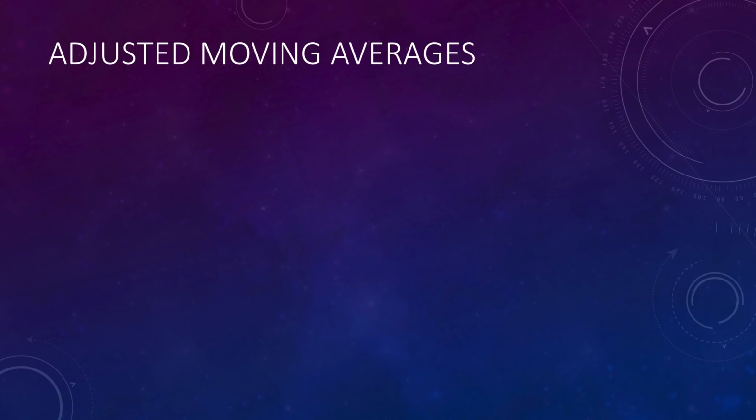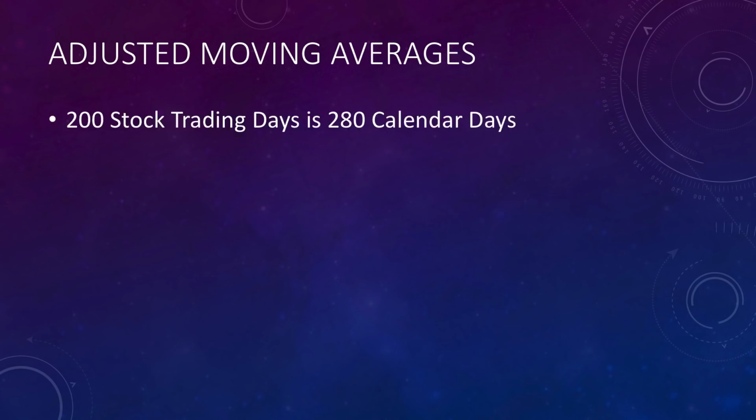So, adjusting the moving averages very quickly, and I won't go into depth on this because it's kind of boring and just some quick calculations, but just to show you how I adjusted them a little bit here. A 200 stock trading day period is actually 280 calendar days because you have to factor in weekends and holidays. So 280 days is just a straight calculation. It's actually a little bit higher once you factor in holidays and partial trading days, so it's more like 288 to 290 or something.